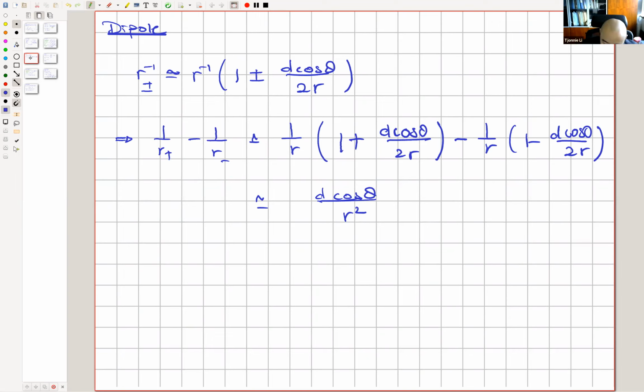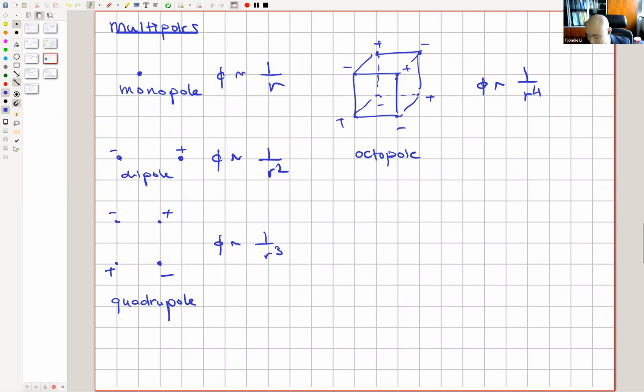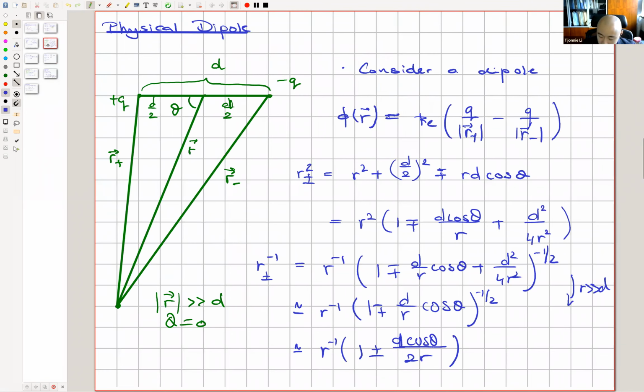One thing that I'm not going to do explicitly, and that's something that you will have to verify yourself, is that all the others are indeed this 1 over r cubed and 1 over r to the 4th. That requires just a lot more algebra, right? So instead of 2 contributions here, I have to now add 4 contributions, and then I have to do all sorts of tricks with cosines and different angles and everything.